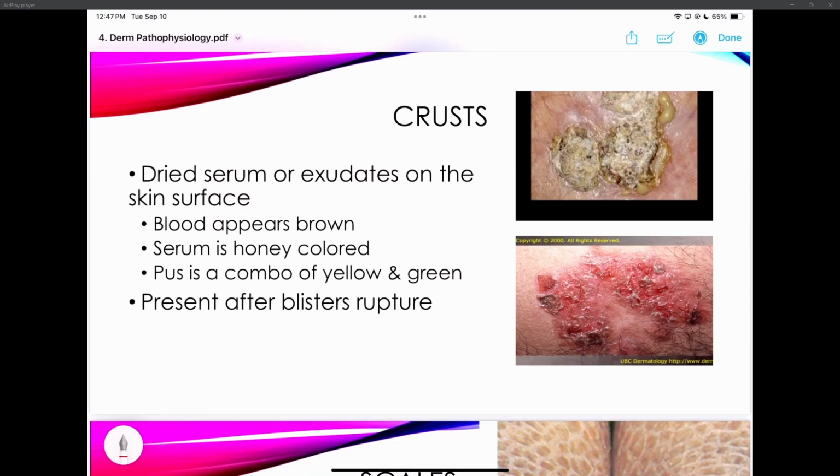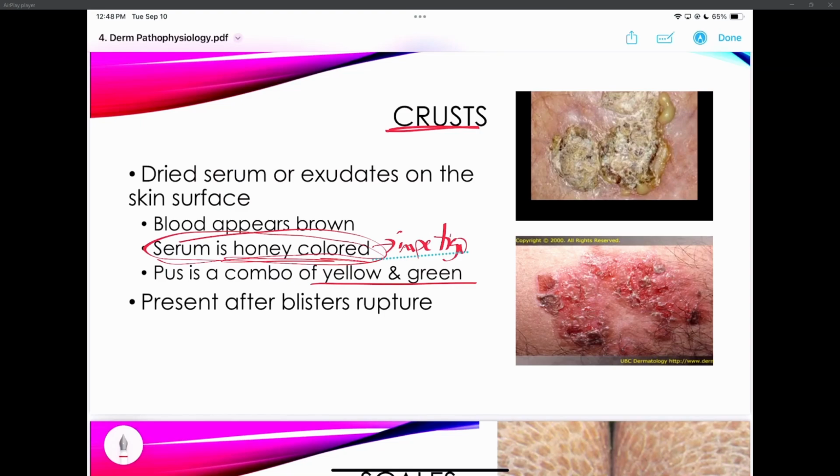Crusts. Okay, crusts are like scab formation. It's dry blood. Blood will appear brown. Serum is honey colored. So honey colored lesion, you'll learn later, is called impetigo. It's always a honey colored lesion. Pus will be a combo of yellow and green. You've all had scratches and bruises and scrapes when you were kids. You got yellow and sticky afterwards, and then it finally dried out over that. Yes? How is an abscess different than a pustule? They're both a collection of pus. Yes, both full of pus, more location.